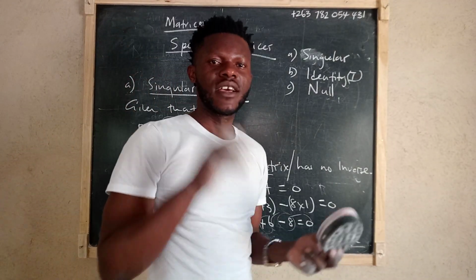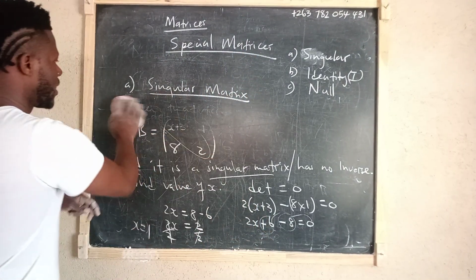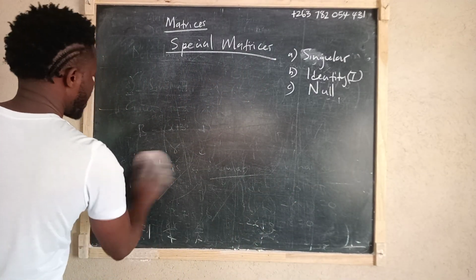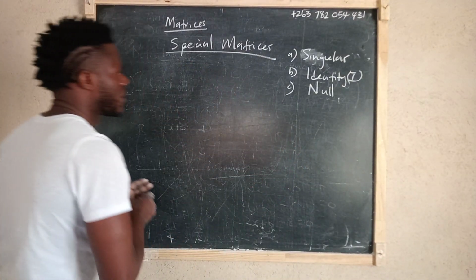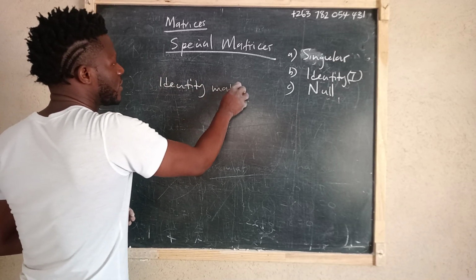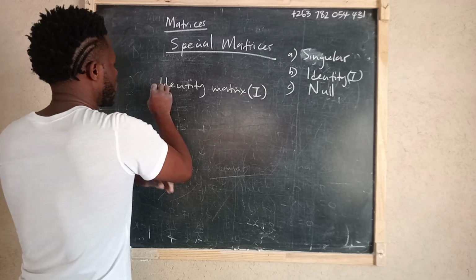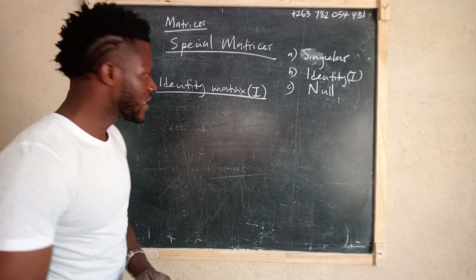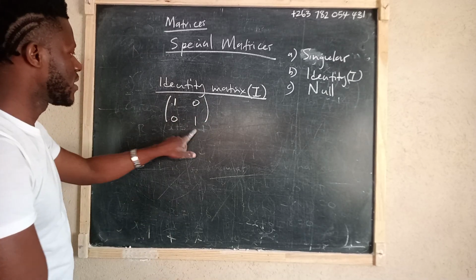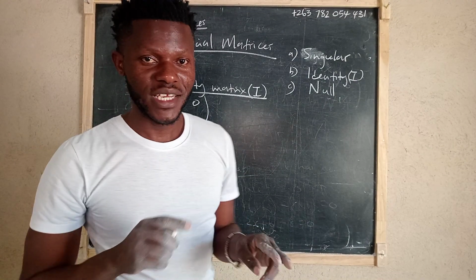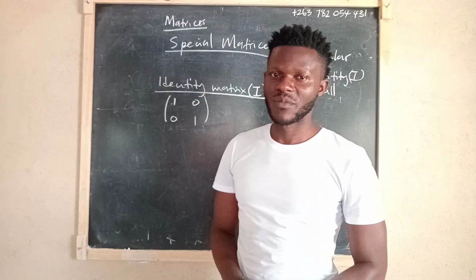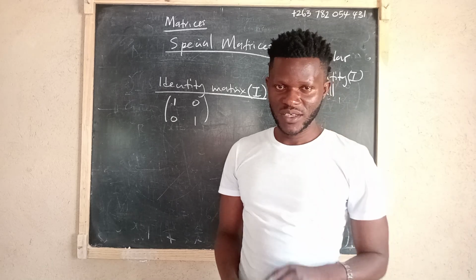That's a singular matrix. Every time you calculate the determinant, you get 0. Then the other matrix is called an identity matrix, I. An identity matrix is 1, 0, 0, 1. It starts with a 1 and ends with a 1. There are two things which are special about this matrix. Every time you see an identity matrix, you must know that it is a unit matrix.